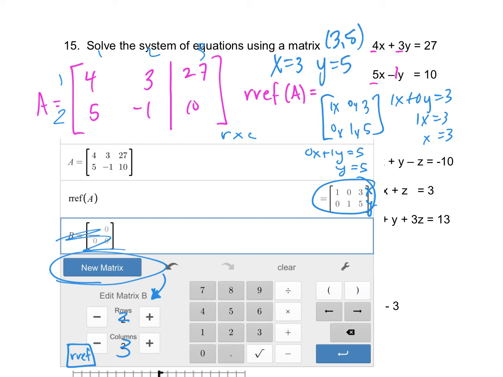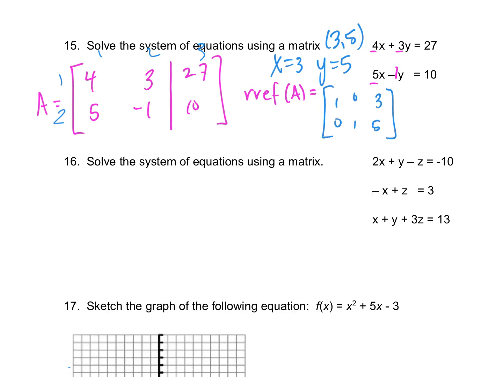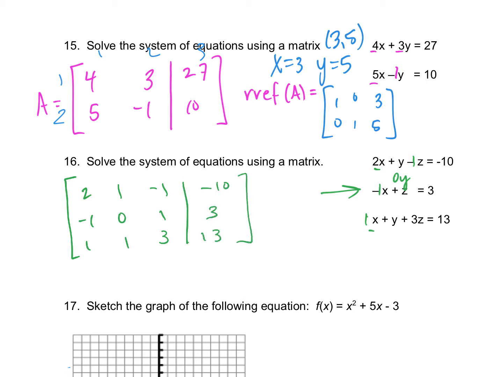So let's repeat that on the second question here, number 16. All right, the next one we're going to start with the matrix, so we have to put that in. It's 2, -1, and 1. Then there's no y in this second equation, so it's like there's a 0y in the middle there. So it's going to be a 1y, a 0y, and another 1y. Then we have a -1z, a 1z, and a 3z, not to be confused with a 1z. And then a -10, a 3, and a 13. That's the matrix I'm going to put in.